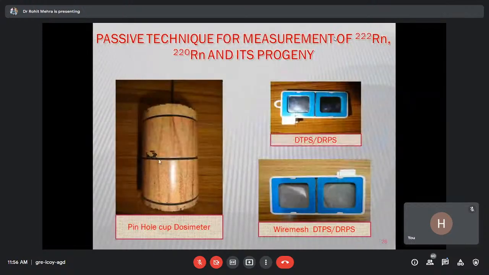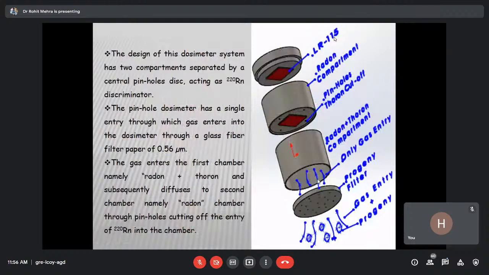Unlike the previous detector, the black ring here opens up, it is basically a page. So this is the type of detector where we allow the air to enter from these pinholes and then it enters a first compartment which we call the radon plus thoron compartment. There is a detector. This detector is cellulose nitrate, which we call LR115.